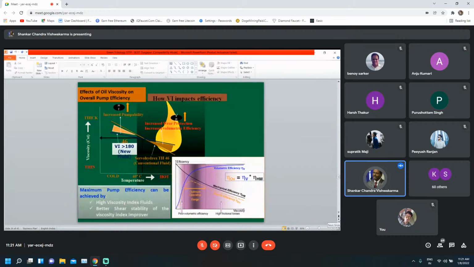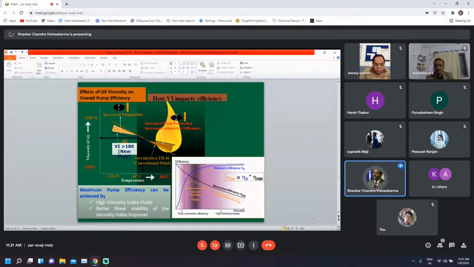We had one case study for changing the viscosity index. We worked on a change of the oil, and viscosity versus temperature was plotted. With this exercise, with this case study, it is established that if VI is improved, that impacts the volumetric efficiency and in turn the overall efficiency. It's not only the hydraulic pump efficiency, but volumetric efficiency also helps to maximize the overall pump efficiency.